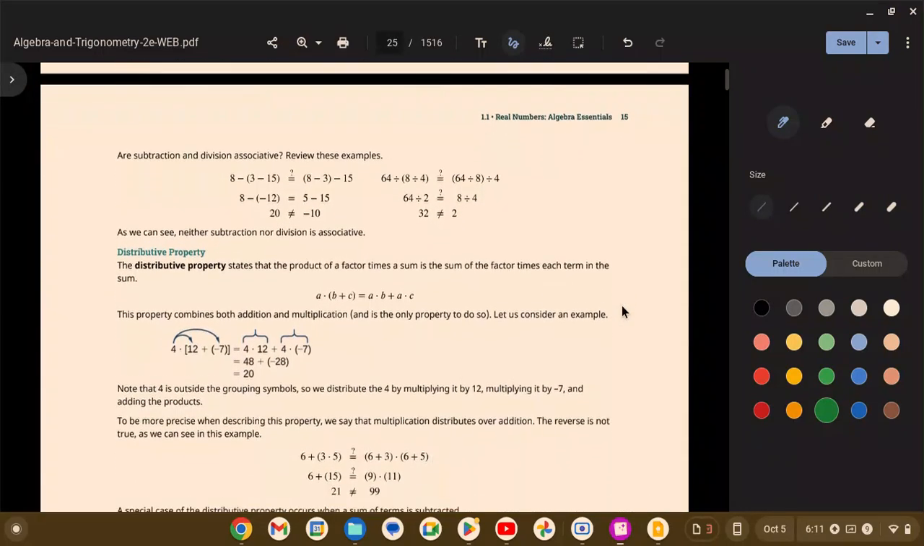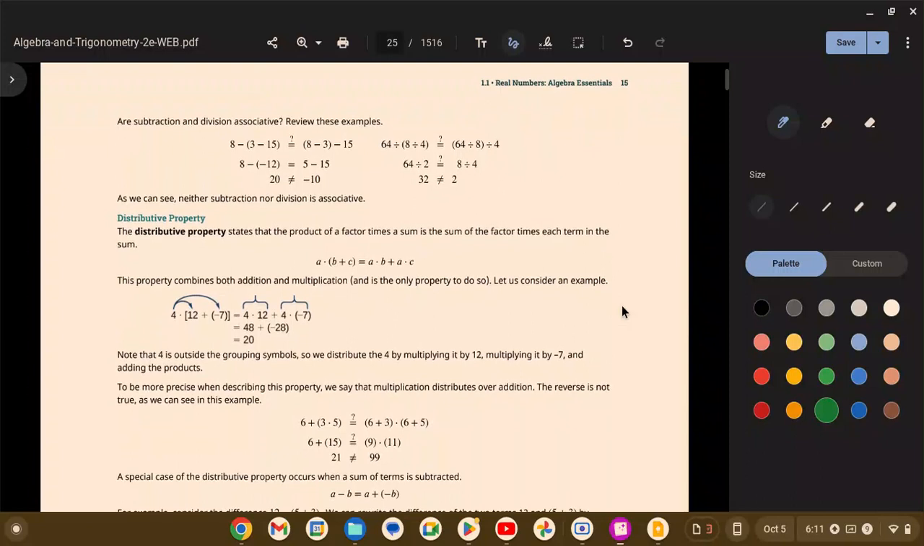Cool. Are subtraction and division associative? Review these examples. As we can see, 8 minus 3 minus 15. Does that equal 8 minus 3 minus 15 with different grouping? Well, you get 20 equals negative 10, so no. And then the division one is also no. As we can see, neither subtraction nor division is associative.